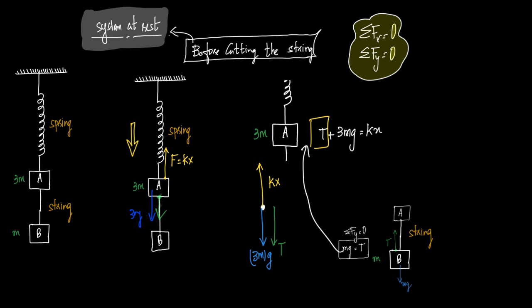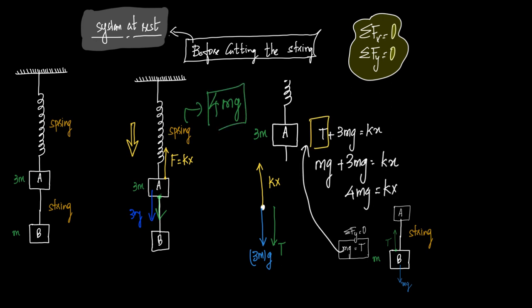Instead of tension, you can write here mg. So now mg plus 3mg is equal to Kx, and therefore 4mg is equal to Kx, which means the spring constant here can otherwise be written as 4mg. So we have a spring with a spring constant 4 mg into x. Oh, sorry, x is equal, k is equal to 4 mg. Right. Now let us see the case of after cutting the string.